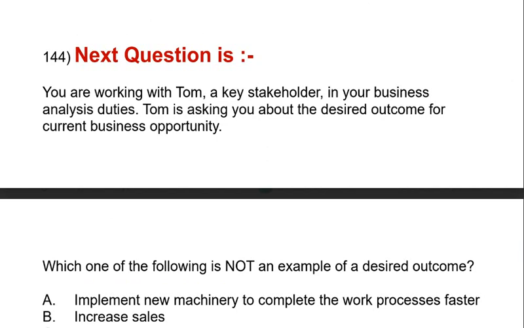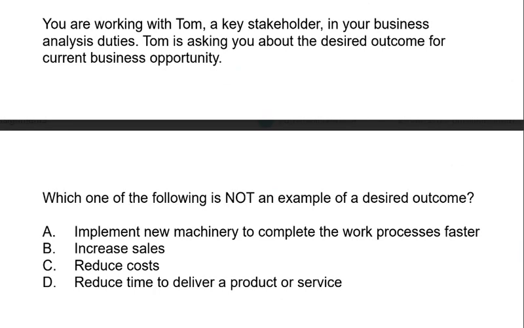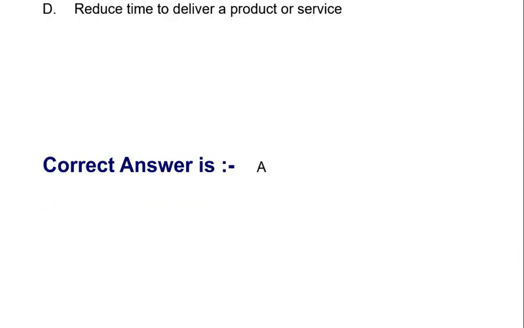Question is, you are working with Tom, a key stakeholder in your business analysis duties. Tom is asking you about the desired outcome for current business opportunity. Which one of the following is not an example of a desired outcome? Option A. Implement new machinery to complete the work processes faster. Option B. Increase sales. Option C. Reduces costs. Option D. Reduce time to deliver a product or service. Correct answer is option A.